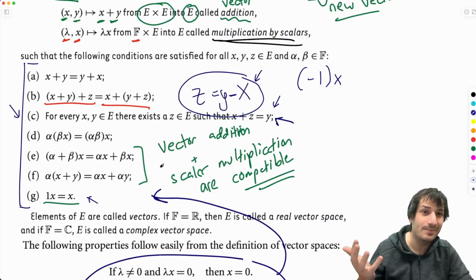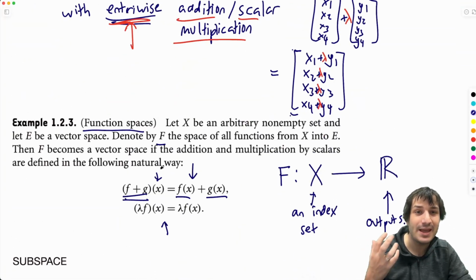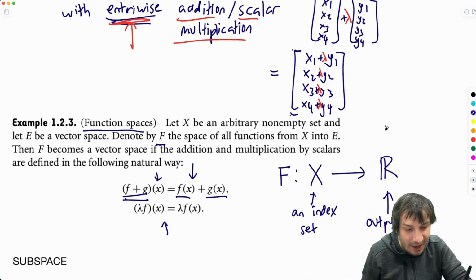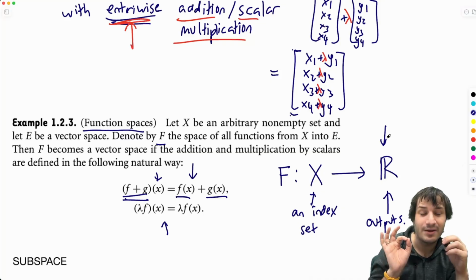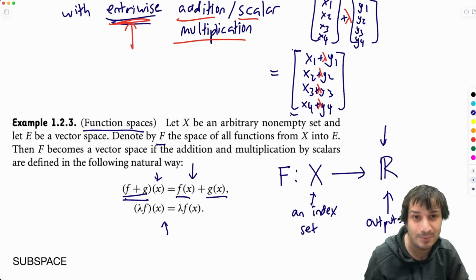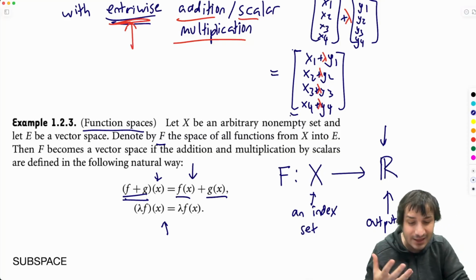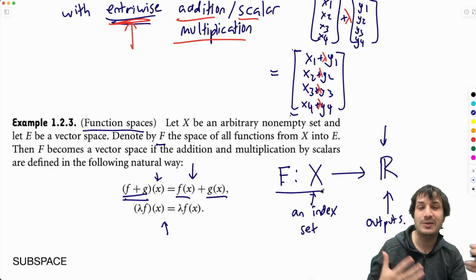And this will satisfy the rules of the vector space. This is what basically this example is saying, that you can make these things, and everything will work because addition and scalar multiplication work in R, in the output space. So if addition and scalar multiplication work in the output space, then you can make functions of that and it will still be a vector space.